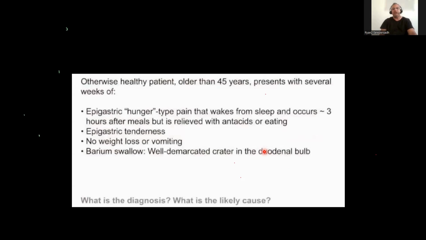Otherwise, a healthy patient older than about 45 years presents with several weeks of epigastric, so-called hunger type pain that wakes him up from sleep. So anything that wakes the patient from sleep has got to be organic disease, right? You can't say it's a psychological kind of thing because it's waking the patient from sleep. And it occurs 3 hours after meals and is relieved with antacids or eating. You got epigastric tenderness, you got no weight loss, no vomiting. Barium swallow shows a well demarcated crater in the duodenal bulb. So the question goes on to ask, what's the diagnosis and what's the likely cause?